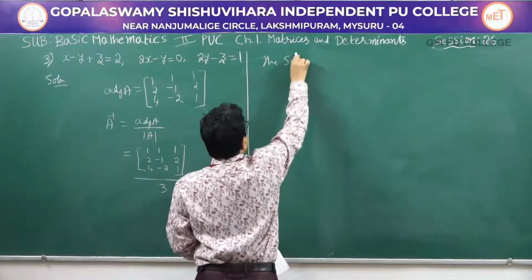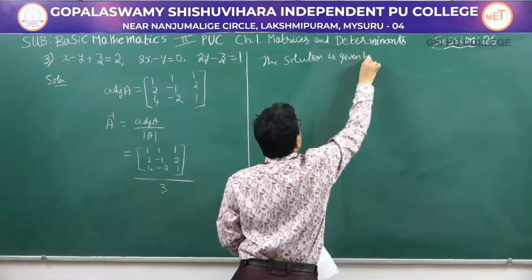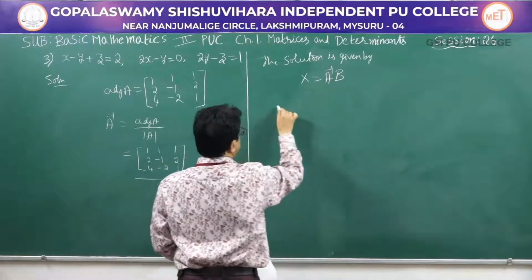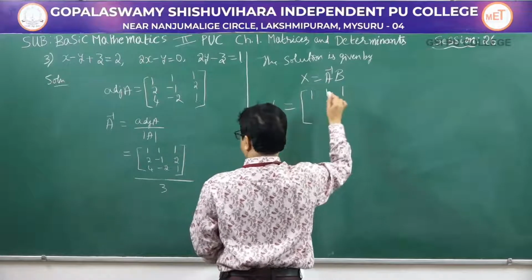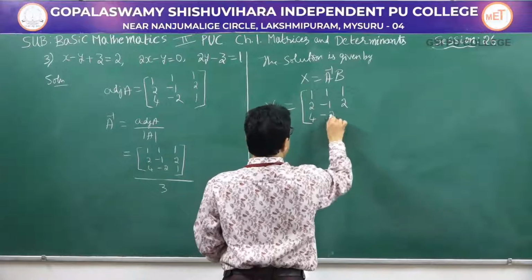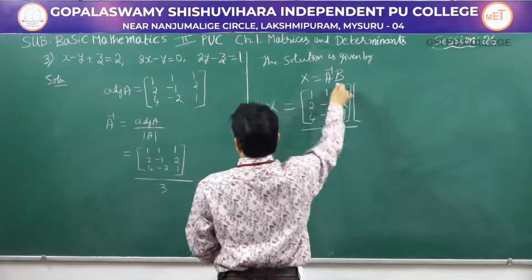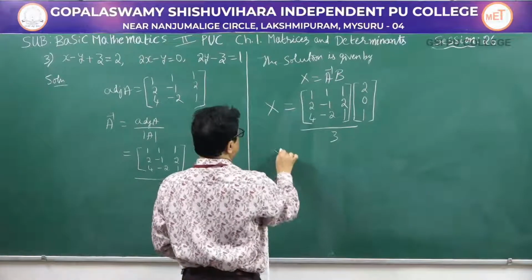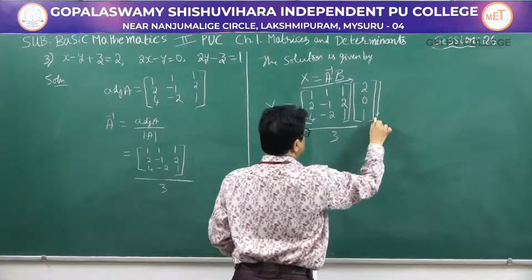The solution is given by x equals A inverse B. So x equals, so A inverse is 1, 1, 1, 2 minus 1, 2, 4 minus 2, 1 by 3 into B. So the matrix B is constant terms, that is 2, 0, 1.